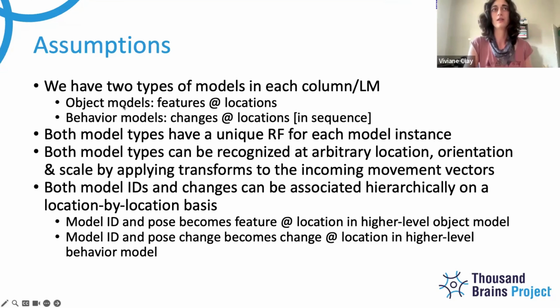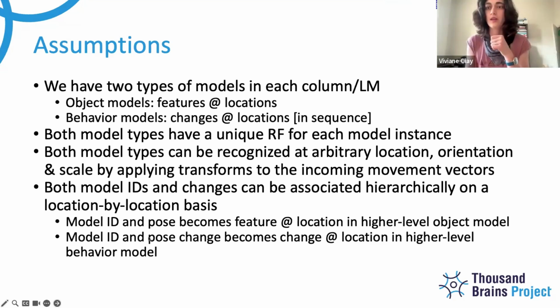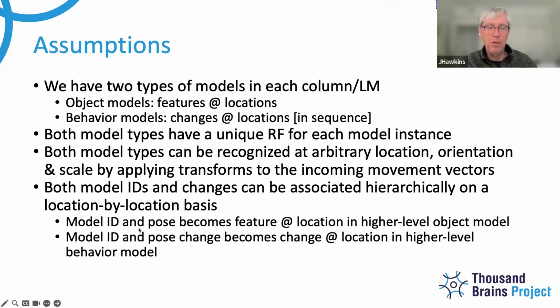So basically, this is the main rule I'm following with this: object models only store static features. Behavior models only store changes. Yeah, and I got those two points. It's the ones at the bottom. You added some more words, and I'm confused by what you're saying there.